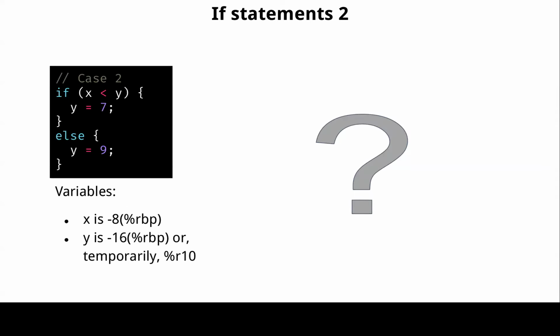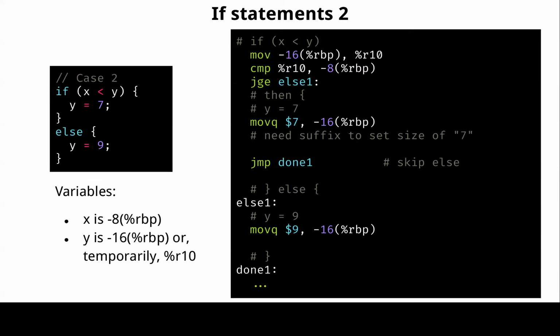Okay, another example, x is less than y, or else y is 9 here. This one is very similar. We have move. So now we're moving -16(%rbp) to R10. So this is y, and this is x. Then if greater or equal, we jump to here. So this is exactly what you were talking about. We have an unconditional jump here, so that after we finish this branch, we just jump past the else. If we don't have that, then we will keep executing this one.